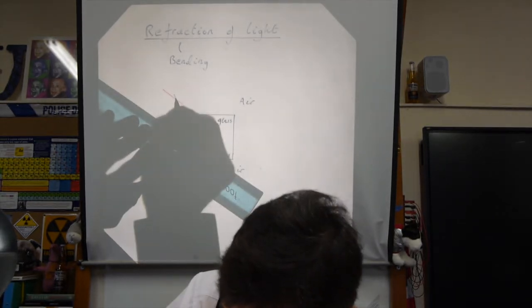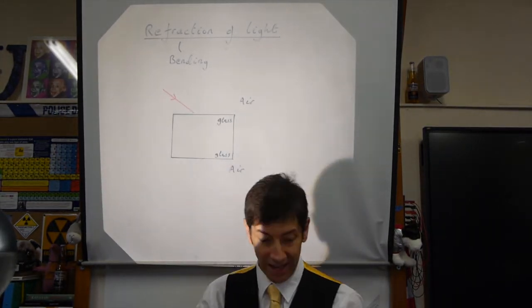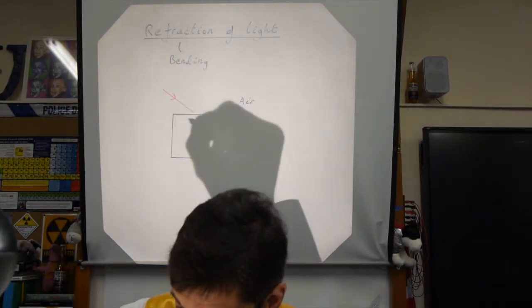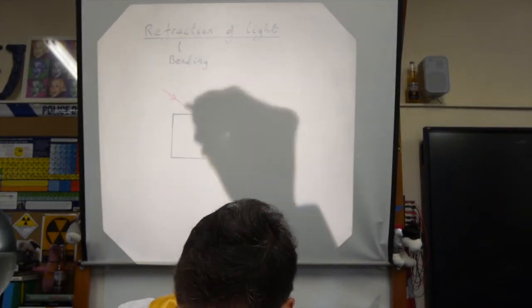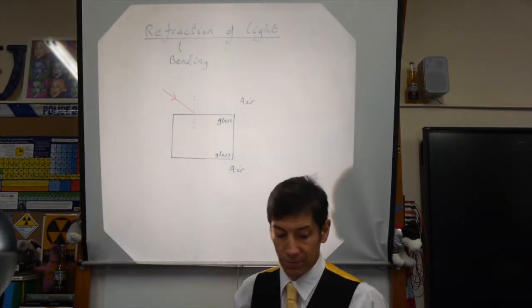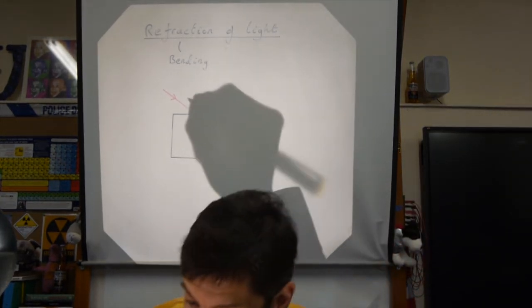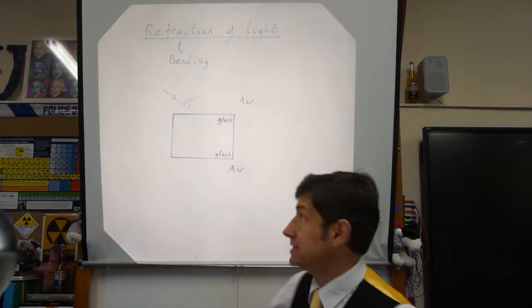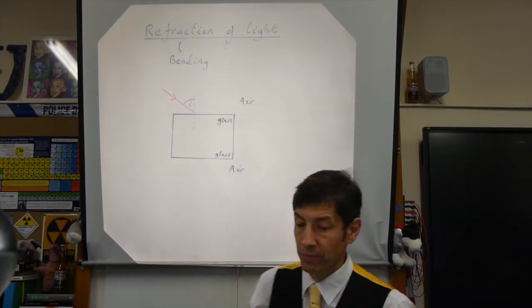Don't forget how to measure that angle. So draw on the normal, remember. The light ray hits the surface at 90 degrees. So here's the normal. And we have an angle here, and you know the name of that one. That's the incident angle.